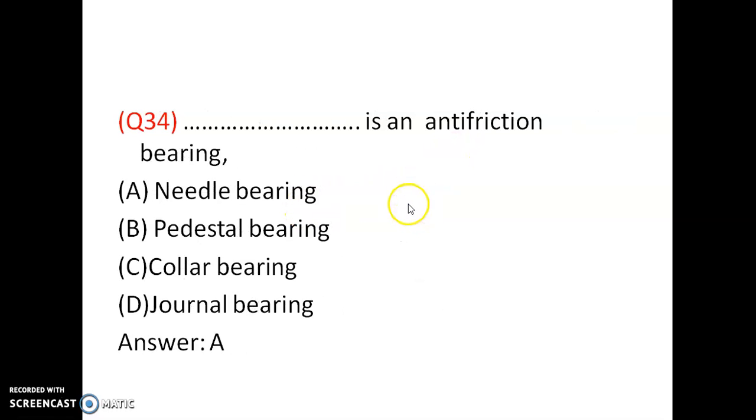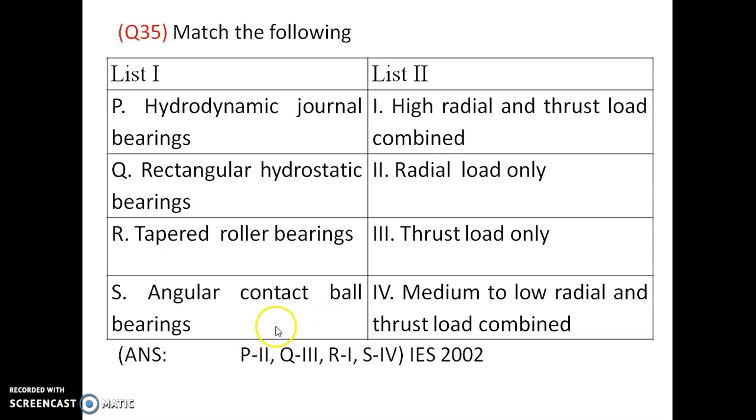Then, which is an anti-friction bearing? Here the options: needle bearing is an anti-friction bearing; pedestal bearing is a sliding contact bearing; collar bearing is a sliding contact bearing; journal bearing is a sliding contact bearing. So option A is correct.